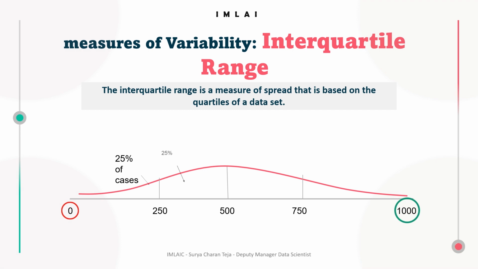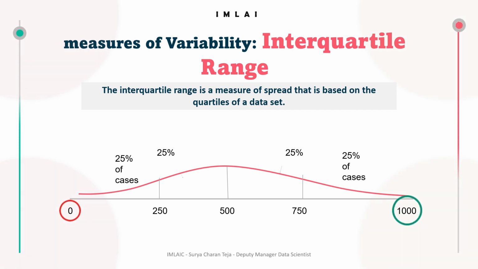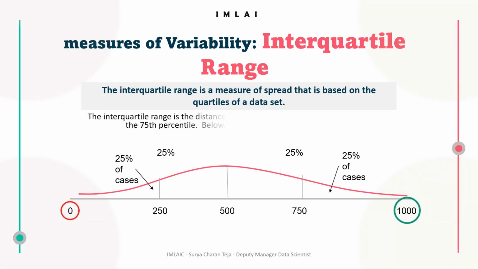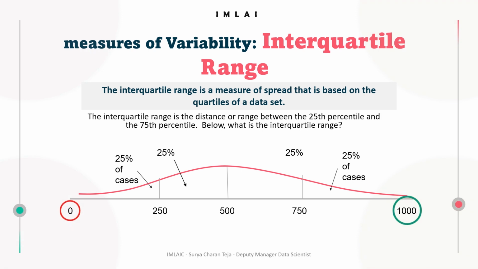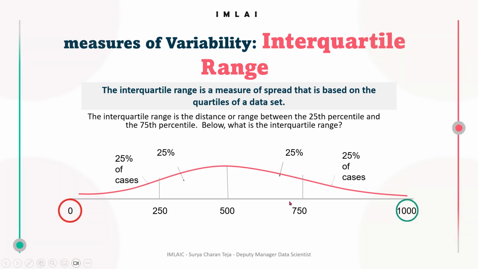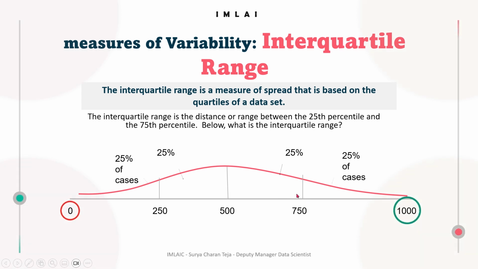And now the interquartile range. The interquartile range is the distance or range between the 25th percentile and the 75th percentile. So this is our 25th percentile, and this is the 75th percentile. The range between the 25th percentile and the 75th percentile is our interquartile range.